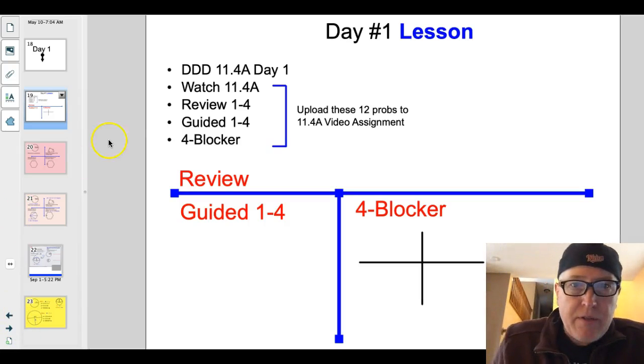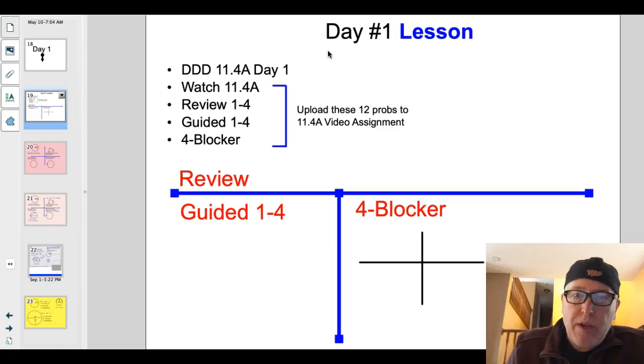Today is the first day of lesson 11.4a, which will be finding area of circles. This is going to be a 3-day saga. The first day we'll have the lesson, the second day we'll be doing practice, and the third day we'll be taking the quiz and a little extra practice. If you haven't watched the 11.4a video, please stop and do that right now.